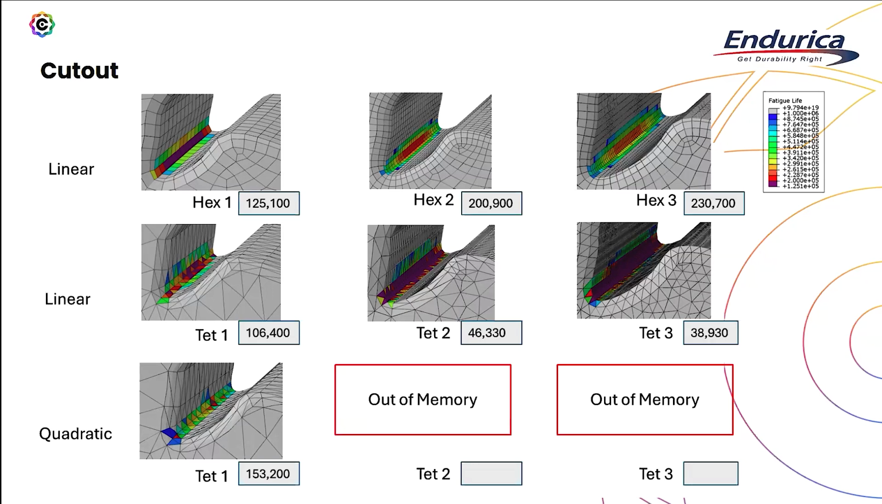And on the TET meshes, you can again see the values jumping around a bit more. It's just not quite as nice looking, especially with the linear TETs. You have to be careful with the accuracy on that. And the quadratic TET at the bottom, you can see that one as well.